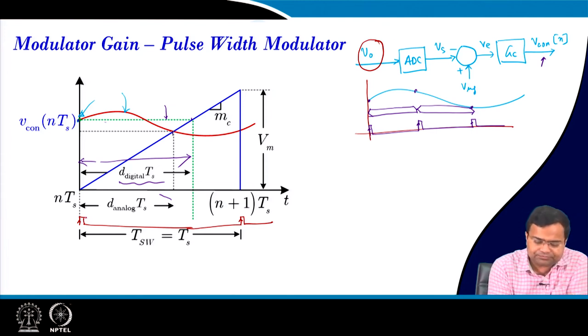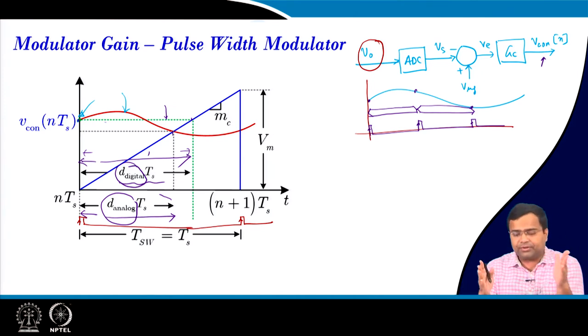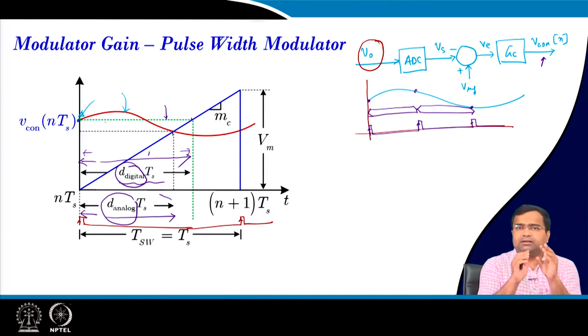So this is my on time for the analog control, and the corresponding duty ratio is D analog, and this is the on time for the digital control, and this is the digital duty ratio under digital control. You can see there is a difference between the duty ratio due to analog and digital processes, and naturally this is due to the sampling, since we are sampling once per cycle, the uniform sampling. So it is obvious that we are getting some difference in the duty ratio.